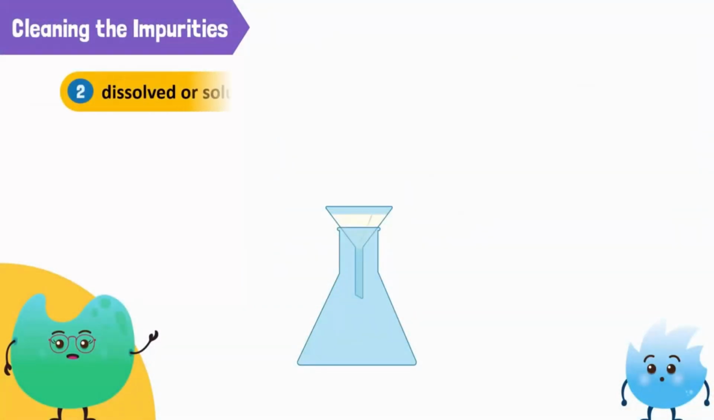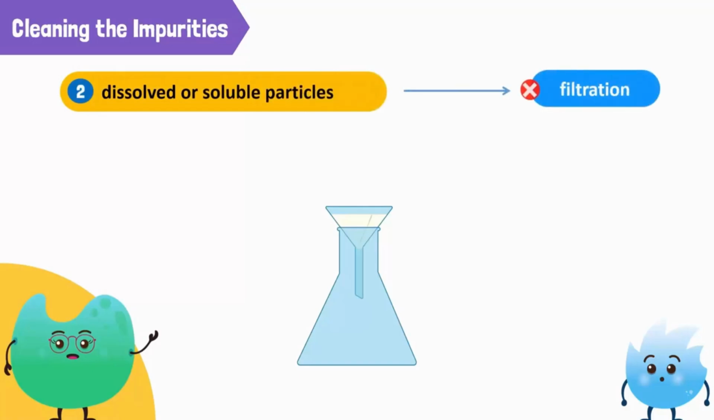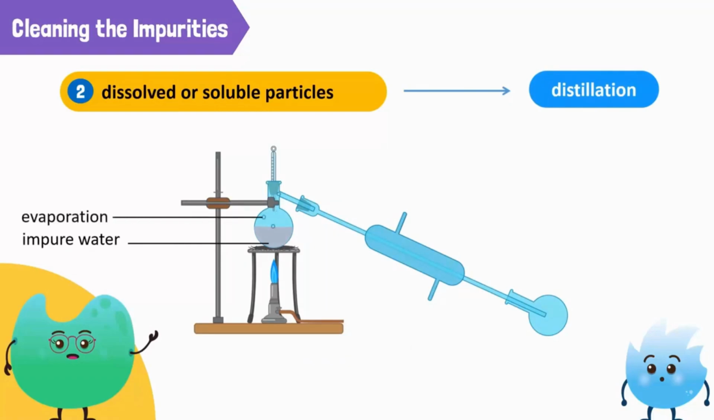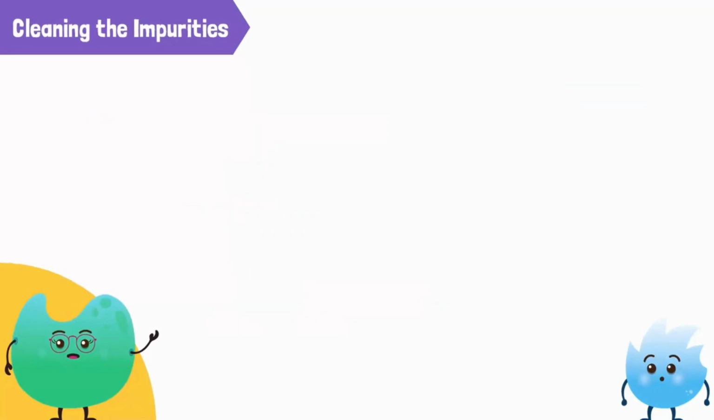Oh, those are too small to be stopped by the filter paper, no matter how tiny the holes in the filter paper are. In order to remove dissolved salts or impurities, we carry out distillation. In this method, impure water is boiled until it evaporates. Then, its vapor is condensed back into liquid, giving us pure water.